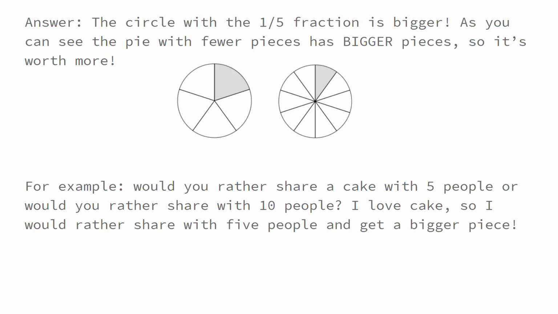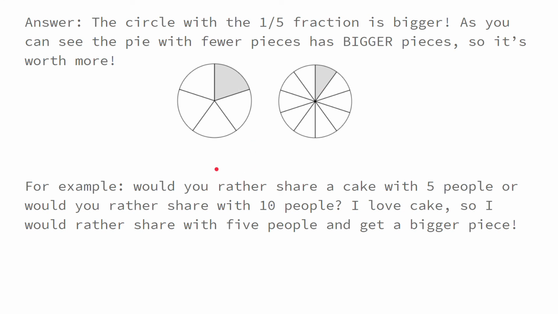So the answer is the circle with the 1 out of 5 fraction is bigger, okay? And you can see it when you just look at it. So this piece covers, I would say, 2 pieces of this, right? This piece looks so much smaller because it is smaller.